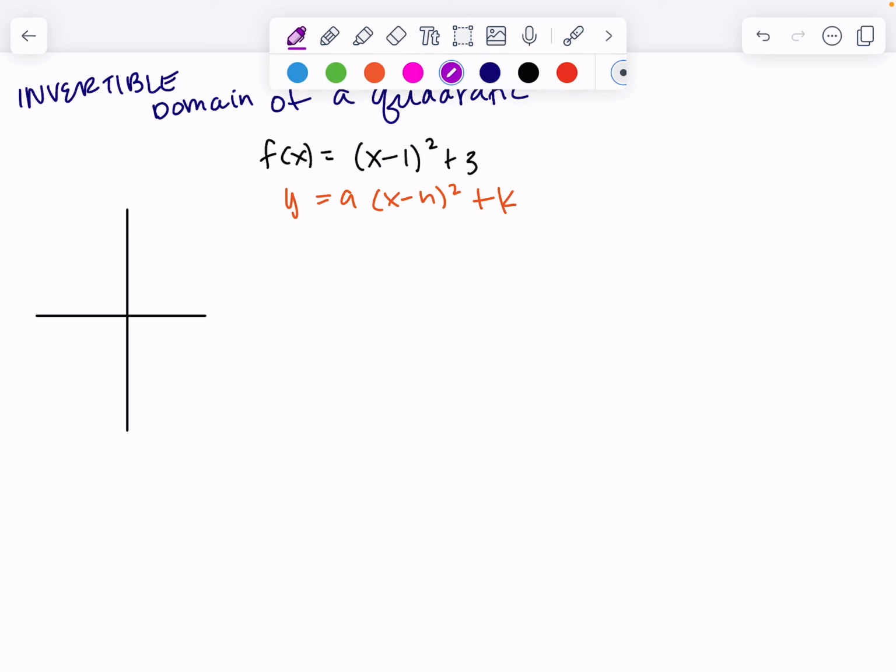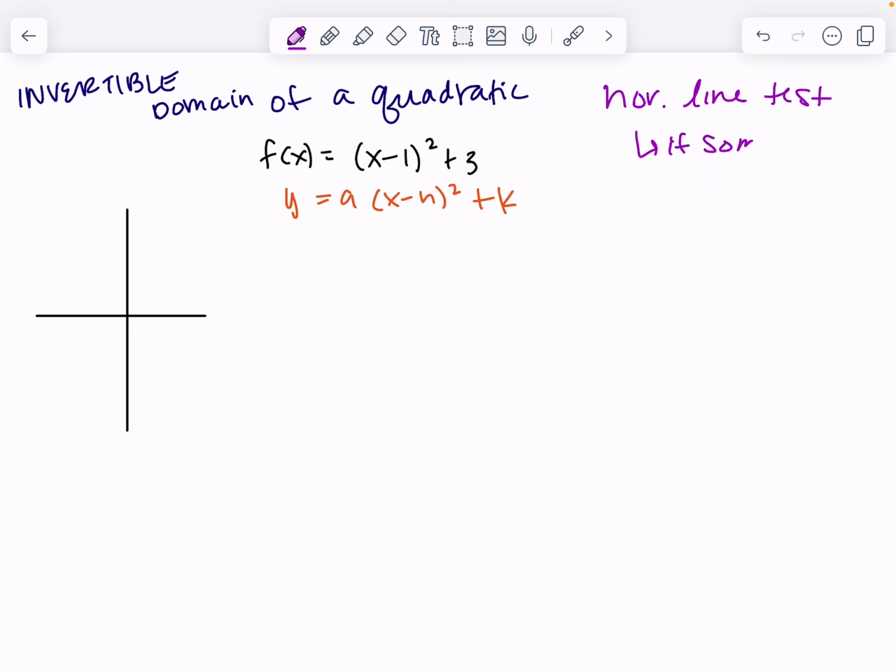And there's a lot of different ways that we can test that out. Typically, we test it out with what is known as the horizontal line test. This lets us know if something is invertible. So if we look at a quadratic here, the first thing we're going to do is plot this out. And because it's squared, we know that it's going to be this kind of parabola shape, similar to a U.